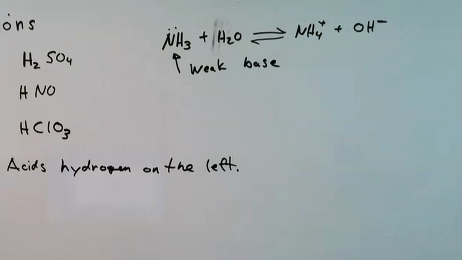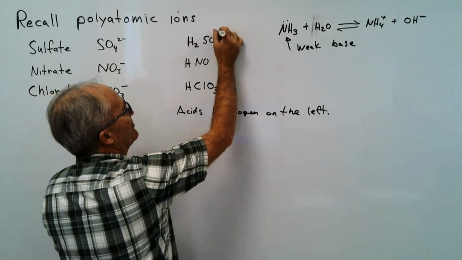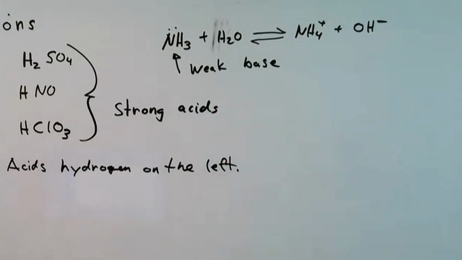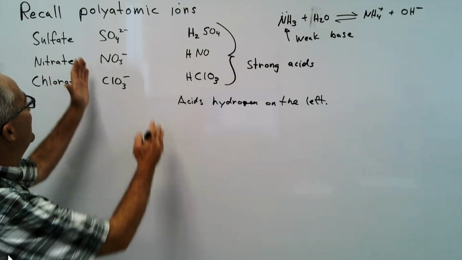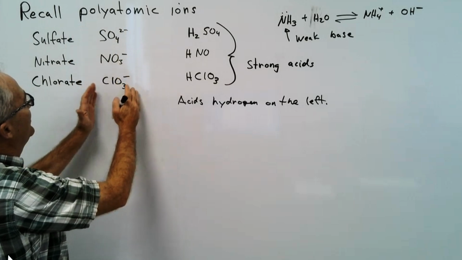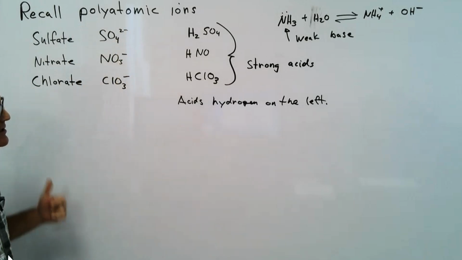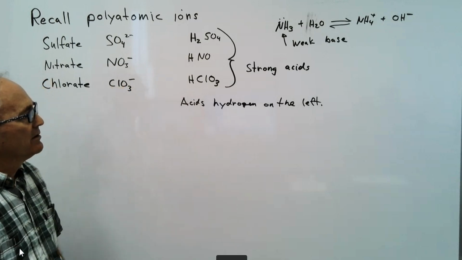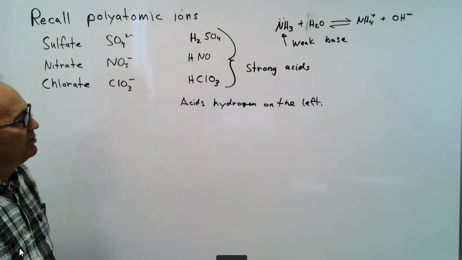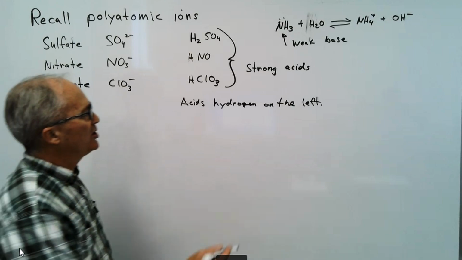These are all strong acids. What does that mean? How do you know they're strong acids? Well, right now, because I'm telling you, and if you want to learn that all these polyatomic ions, if I hook them up with hydrogen, then they become acids, and they're all strong because they completely dissociate.